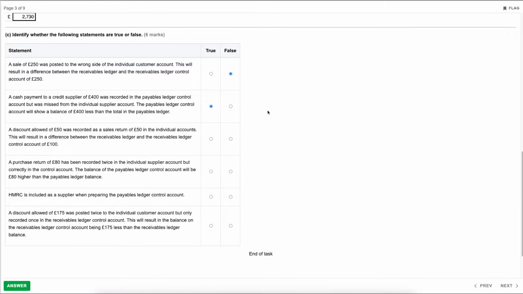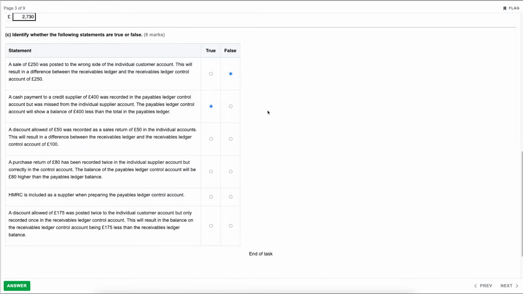Okay, so think about how we record that. A payment to a credit supplier would be recorded on the debit side of the payables ledger control, i.e. reducing the balance, because we know that the balance on the payables ledger control shows a liability. It's the total amount that we owe our credit suppliers. So if we've paid £400 off that, that would lower the liability. Okay, so would the difference between the payables ledger and the payables ledger control account be 400? If it was missed just from one account, which it has been in this case, yes, it certainly would. So that would be true.